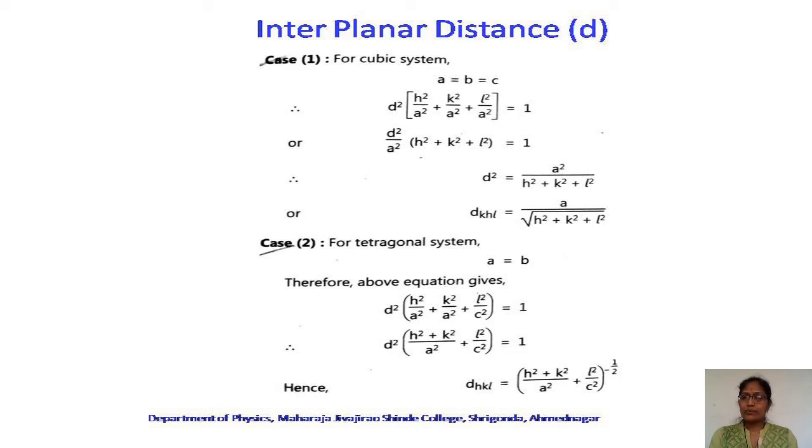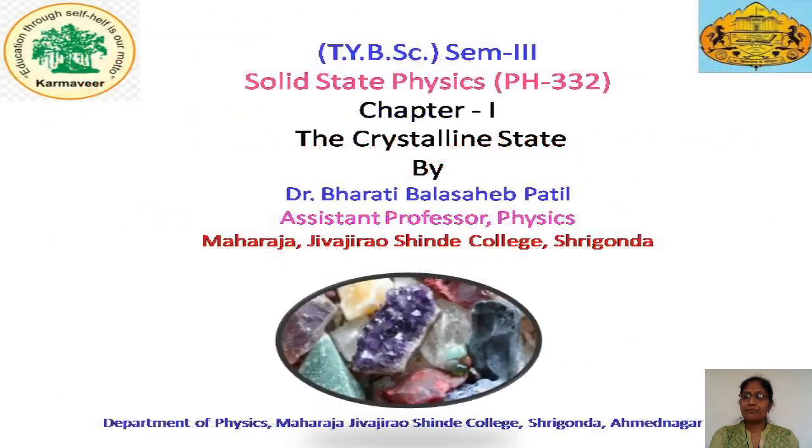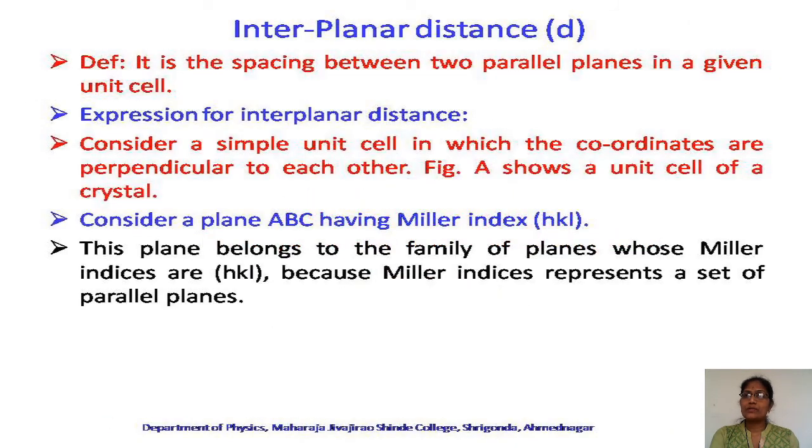Instead of writing square root, we can write in another way, that is, d hkl is equal to h square plus k square upon a square plus l square upon c square raised to minus half. Therefore, this is the value of d hkl, that is, interplanar distance in case of tetragonal system. So, during today's lecture, we have covered the relation between interplanar distance in case of cubic system and tetragonal system.